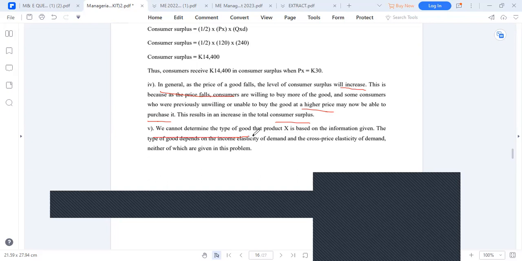So this takes me now to the concept of elasticity. Elasticity measures, what is elasticity? I'm going to ask students that are writing a final exam tomorrow. What is elasticity?